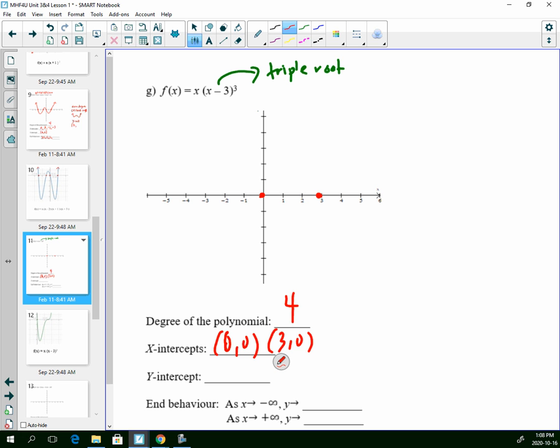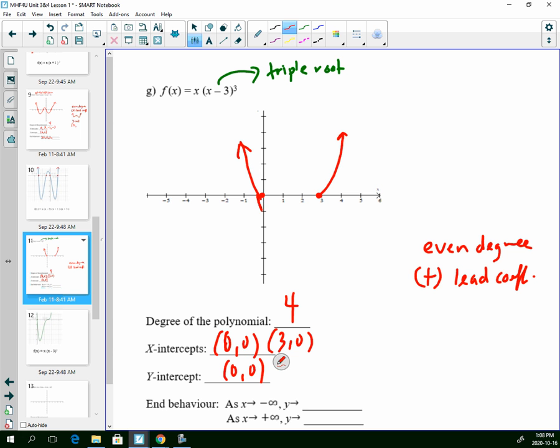Well, the other thing I know is the y-intercept is 0, 0. So it is an even degree, and it is a positive leading coefficient. So I know both the ends have to go in the same direction, and they both have to go up. So this end has to go up, and this end has to go up. What it does in between is it comes down at a triple root. It does like a turn, like a wiggle. So this here is the triple root.